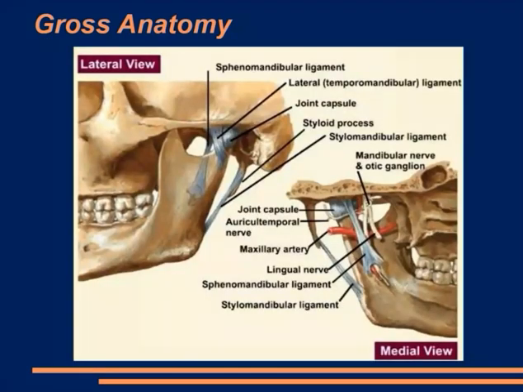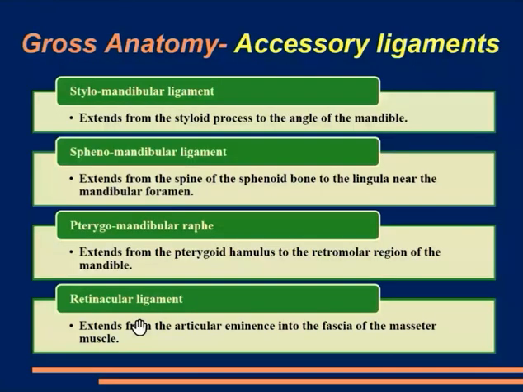Here is the joint capsule. Lateral to it, away from the midline, we have the lateral ligament or the temporomandibular ligament, which is the basic ligament that strengthens the TMJ. We have other accessory ligaments that also help. They're called secondary ligaments, such as the sphenomandibular ligament, from the sphenoid to the mandible, and the stylomandibular ligament, and the pterygomandibular ligament and the retinacular ligaments.